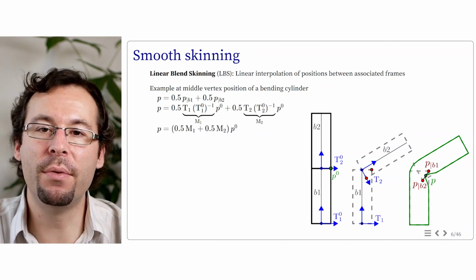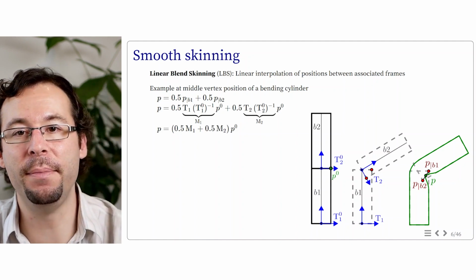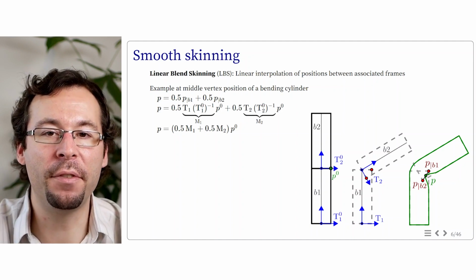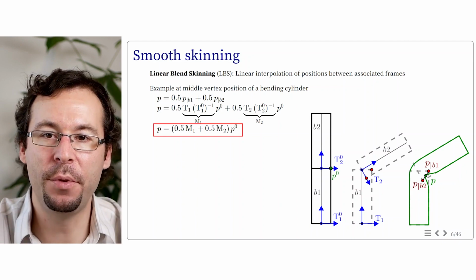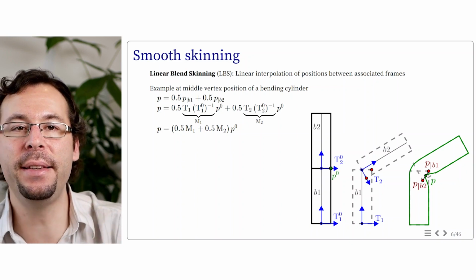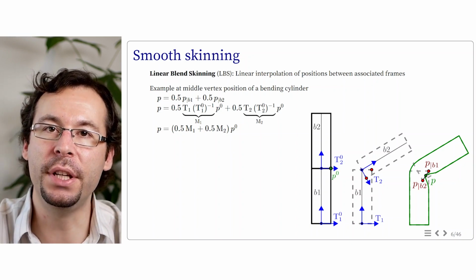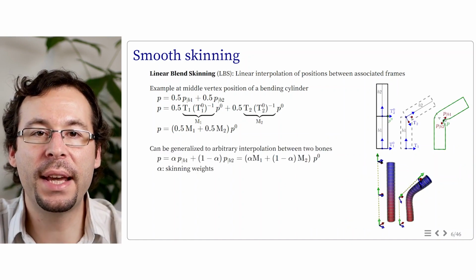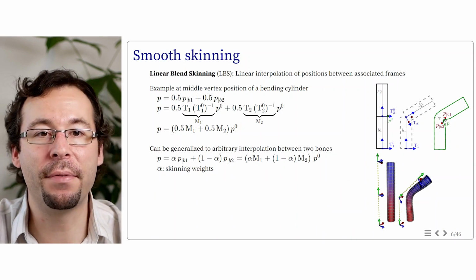And we can call T1 times T10 inverse the transformation M1, and similarly M2, and factorize the point P0. Then we have P is equal to (1/2 M1 plus 1/2 M2) times P0, which states that actually smooth skinning blends linearly the matrices of deformation associated to each joint. Of course, in this case, we did the derivation with the middle point. So we use the contributions 1/2 and 1/2.